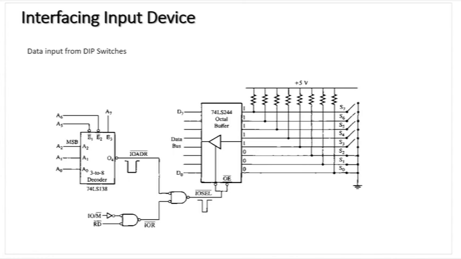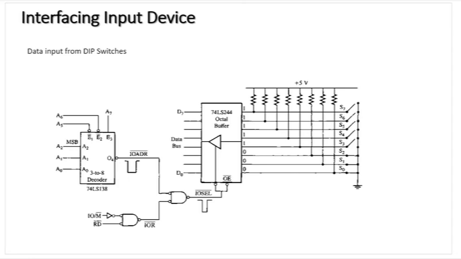There are minor variations between interfacing input devices and interfacing output devices. You have to use a number of components, and each component has its specific role. You have to use decoders, you have to use an AND gate, you have to use a latch, you have to use buffers for interfacing IO devices.